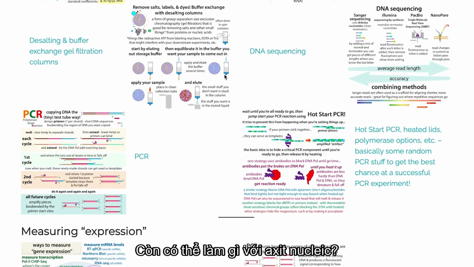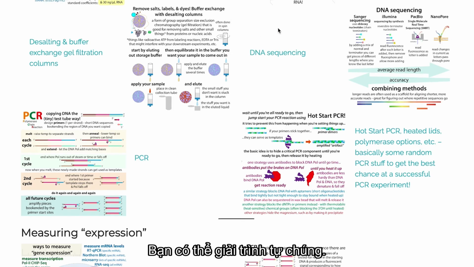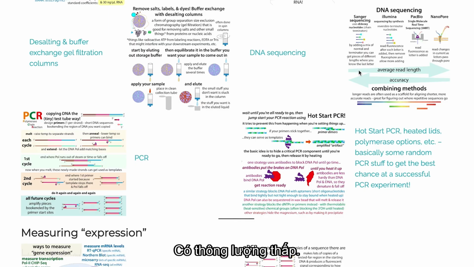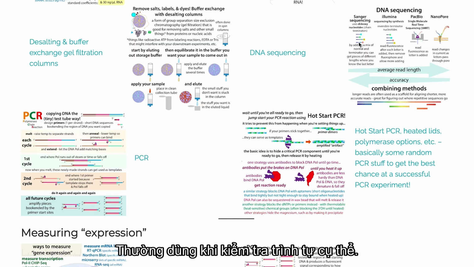Okay, what else can you do with nucleic acids? You can sequence them, or at least a company can sequence them, and you can give them your samples for them to sequence. Some of the common methods include Sanger sequencing, which is lower throughput. You're looking for a specific sequence. We often do this when we're checking the sequence of our clones and things like this.